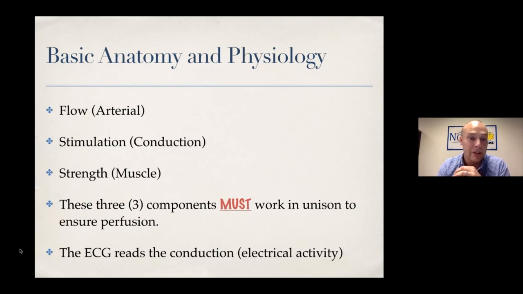And that flows to the muscle. The muscle is then stimulated by the nerve system, so the conduction through the heart. Once the conduction comes through the heart, it stimulates the muscle, and then it contracts and moves blood throughout the body. These three components must work in unison to ensure perfusion. So if any one of those things is compromised in one way, you're going to have some kind of acute syndrome that is going to have lasting effects, especially on the function of the heart.